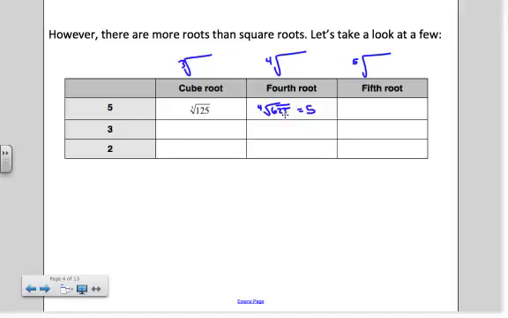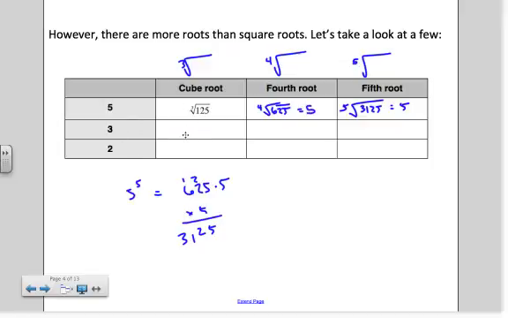5 to the fifth, on the other hand, is a little more complicated. 5 to the fifth is 625 times 5. So the fifth root of 3,125 is 5. Okay. Well, what about the cube root?